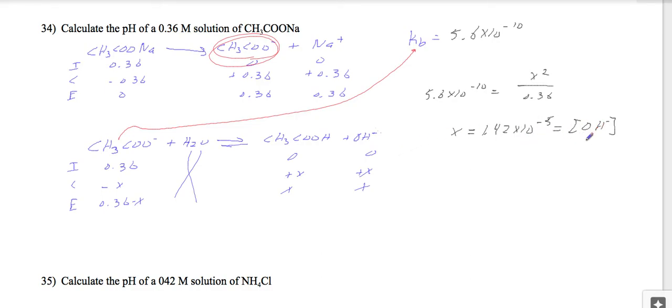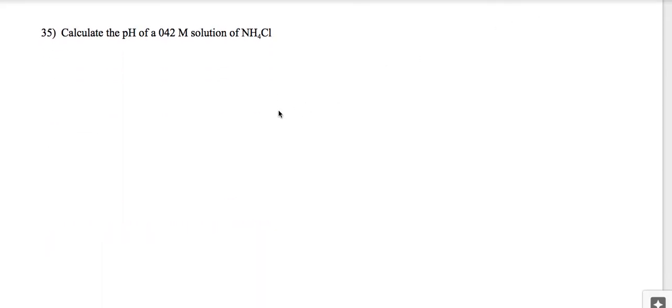So there's our concentration of hydroxide ions, which means that the pOH is equal to 4.85, and pH is equal to 9.15. So there's that. All right. I'm going to do a better job of not messing up on this last one. Darn. All right. We're going to go through the pH of a 0.42 molar solution, not a 42 molar solution. That wouldn't be possible.